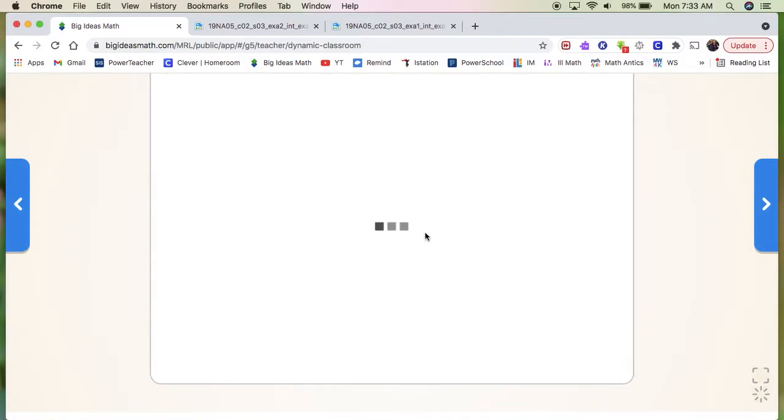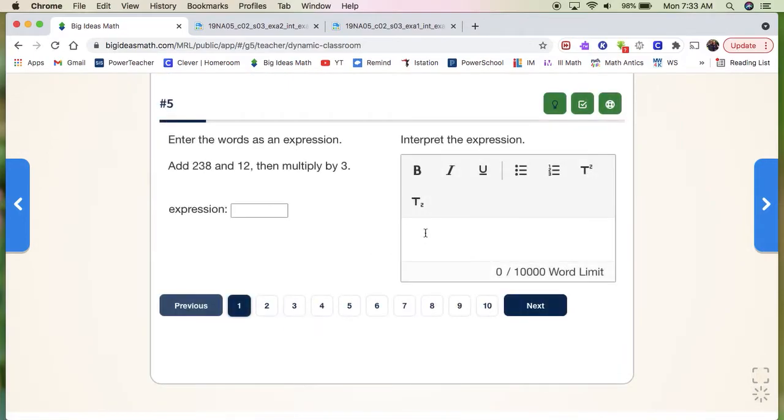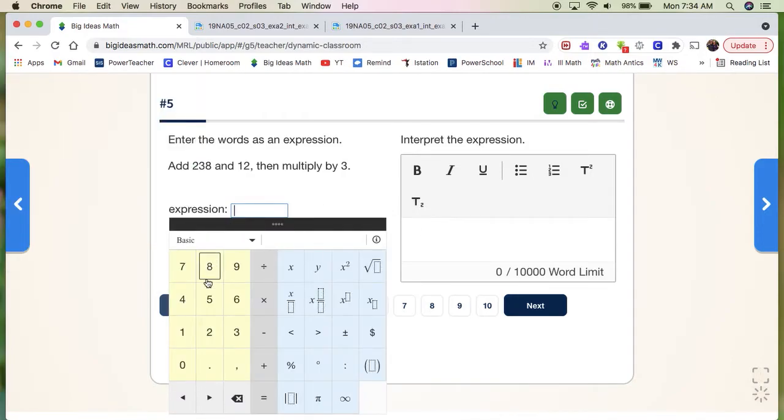All right, turning on to page 67 now. We're going to enter the words as an expression. It says add 238 and 12, then multiply by 3. And really we can just follow the order that it says on this one. We add these two numbers together, and then whatever we get, we multiply that by 3. And notice we're using parentheses a lot. So we've got 238 plus 12.